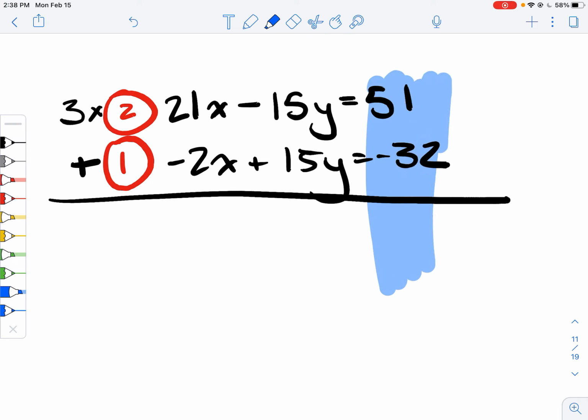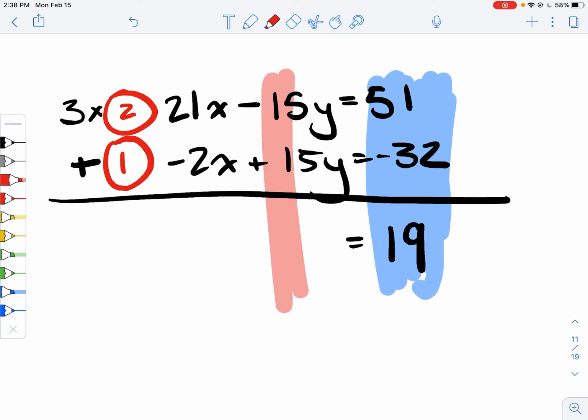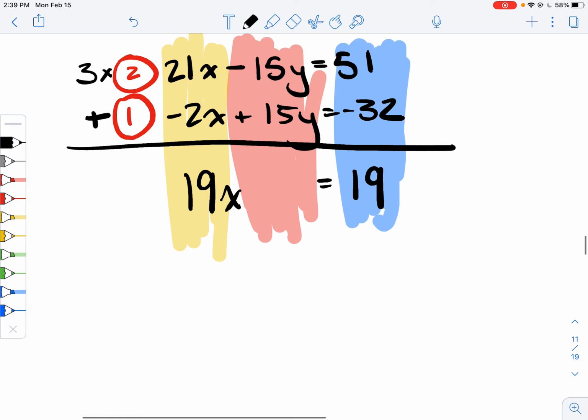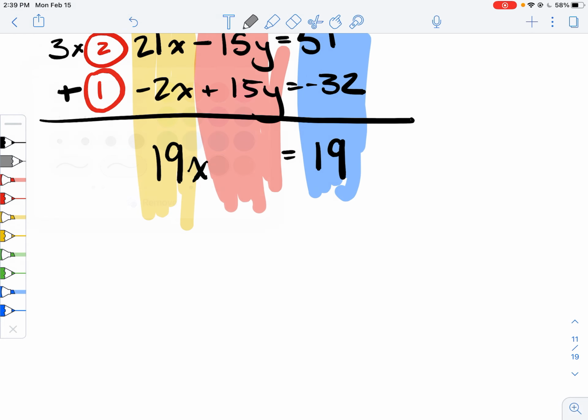51 minus 32 gives me a positive 19. Negative 15y plus 15y, those cancel out to give us 0. Don't even have to write 0. And then finally, 21x minus 2x gives me 19x. Wow, that worked out super well. Guys, x is 1 again. I'm sorry I spoiled it.